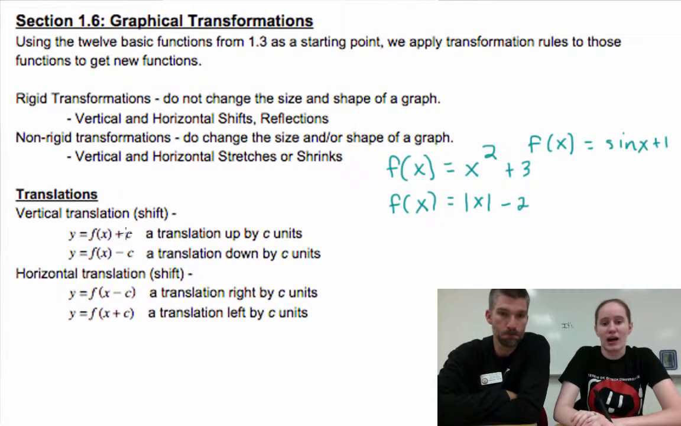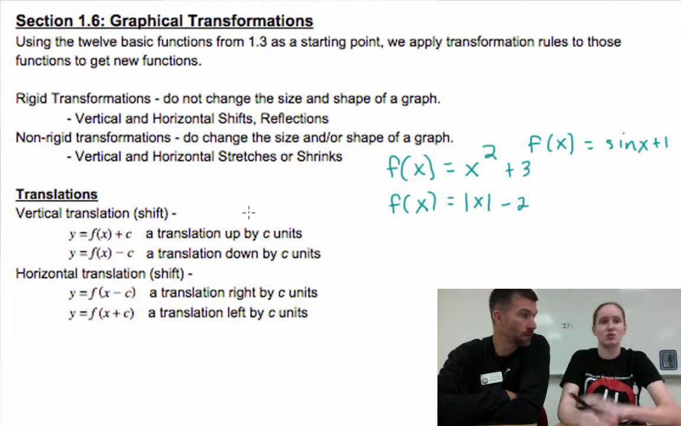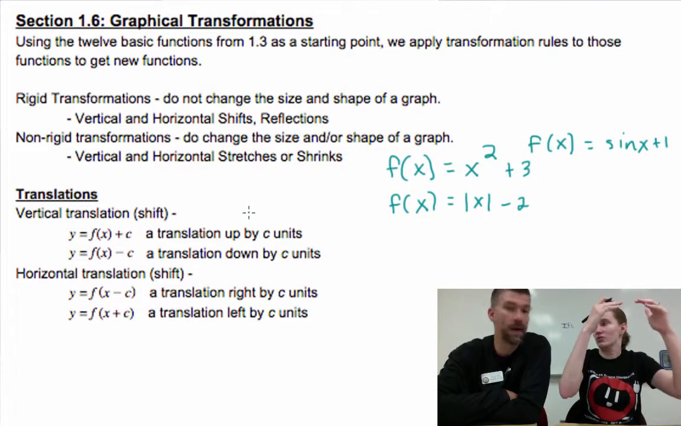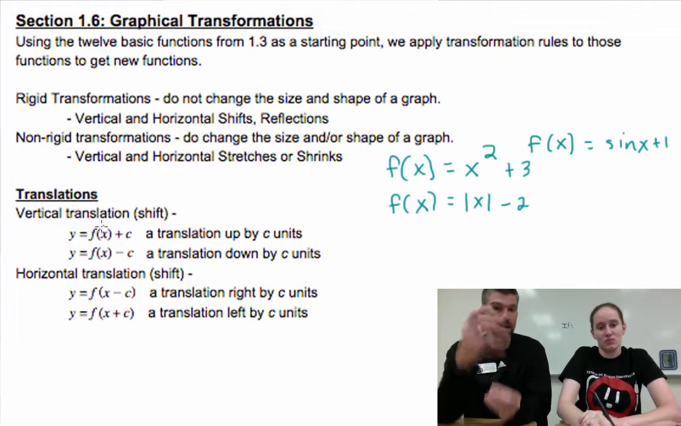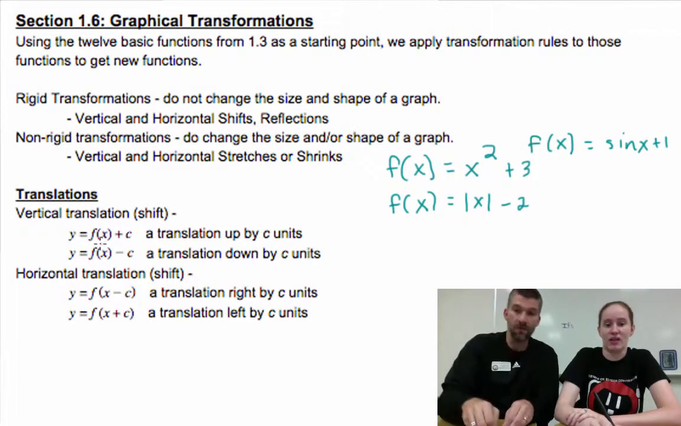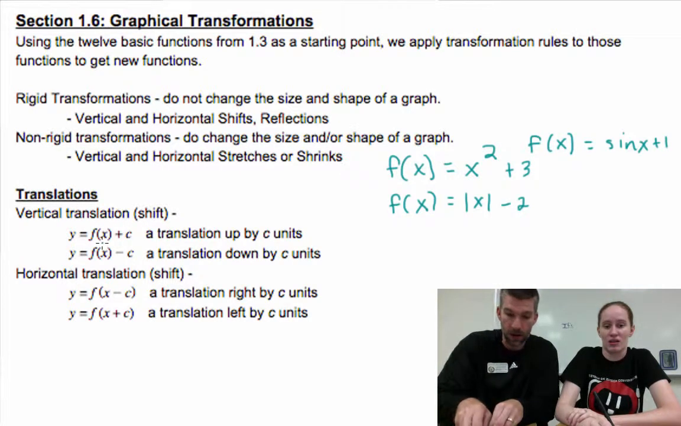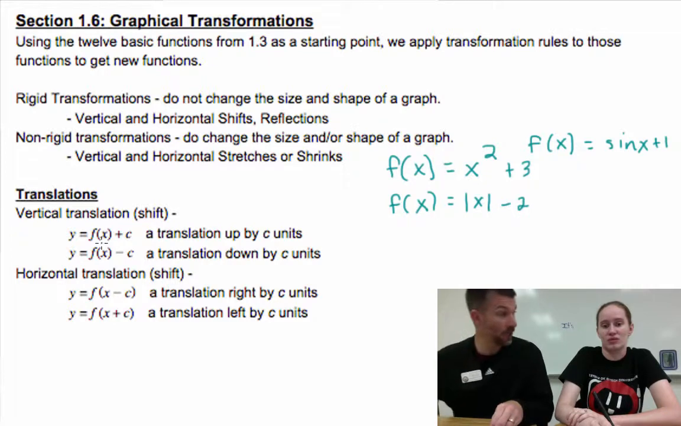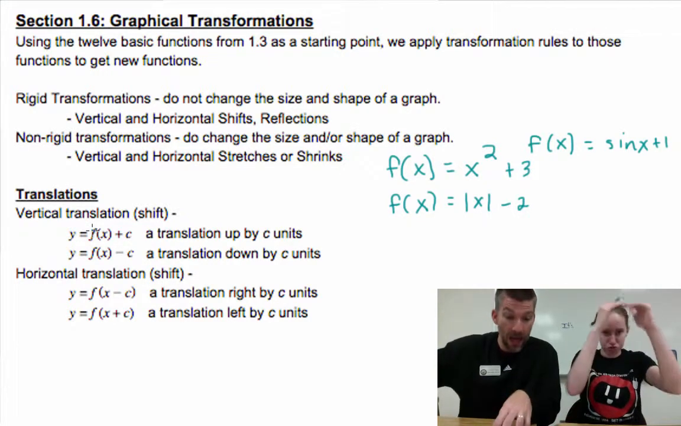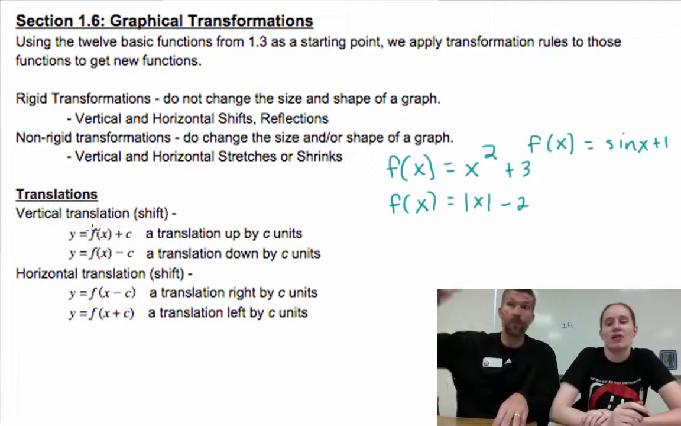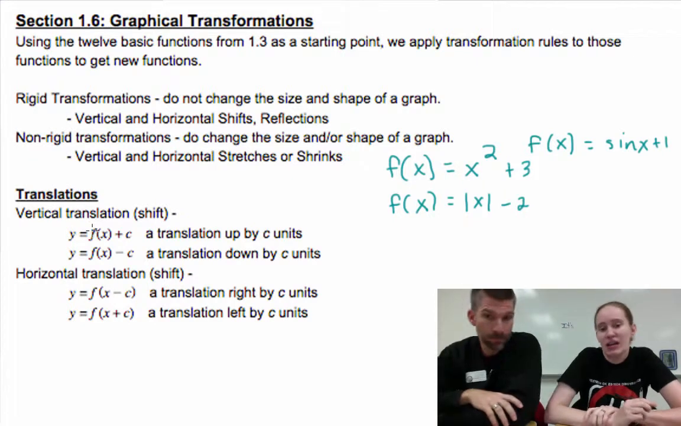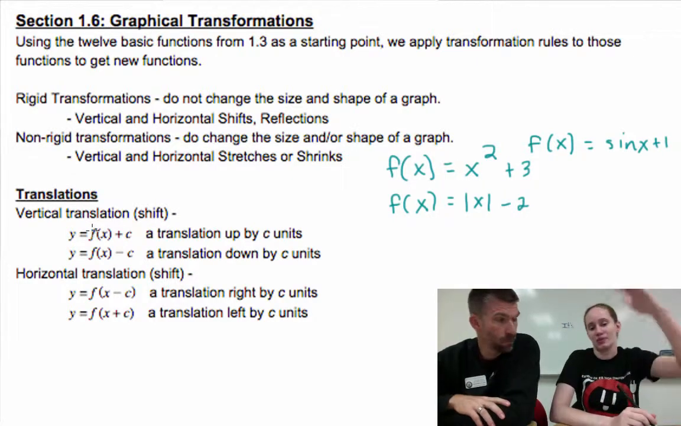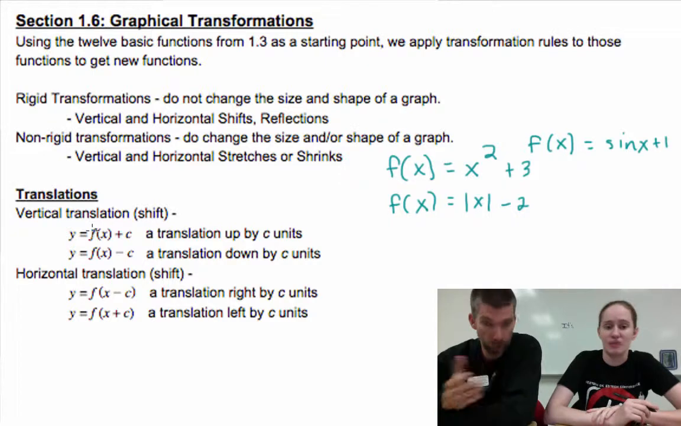So if we're adding something outside of our function, we go up because we're directly affecting our y values. Because f of x is equal to y. So if we're saying f of x equals x squared plus 3, then the y is affected, plus 3. If we subtract c, the opposite happens, and we shift down however many units c is.